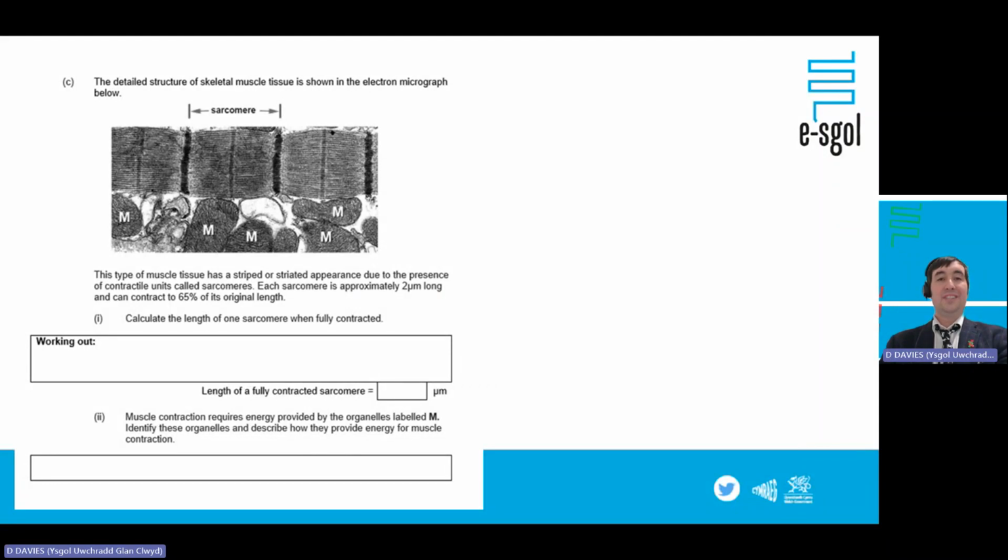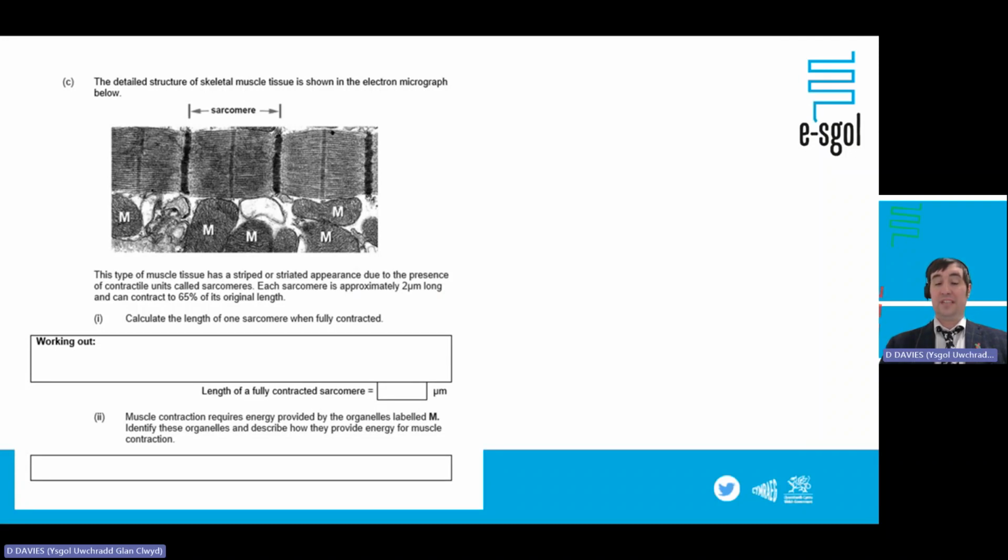So, detailed structure of skeletal muscle. This type of muscle tissue is striped or striated in appearance due to the presence of contractile units called sarcomeres. Each sarcomere is approximately 2 microns long and can contract 60% of its original length. Calculate the length of one sarcomere when fully contracted. Okay, so this is a calculate the length of, it's a percentage one. So it's asking basically what is 65% of 2 microns. Okay, there are ways of working that out, but that's what it's asking.